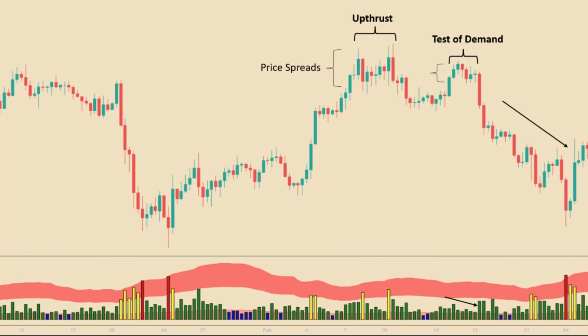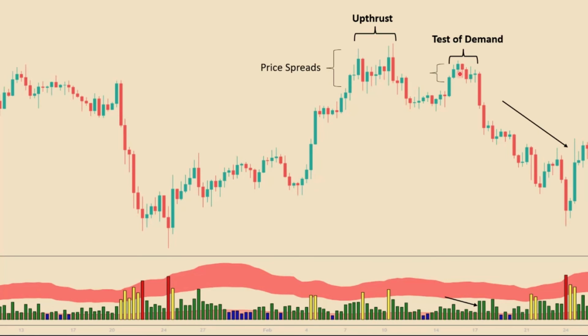Now here we can see an example of a successful test of demand following an upthrust at the end of a distribution phase. During the test of demand, we see declining volumes over here and a narrow price spread relative to the upthrust, showing a sign of weakness. So if we look during the upthrust, we can see the price spreads are generally wider. So the difference between the high and low is on average greater than the spreads during the test of demand.